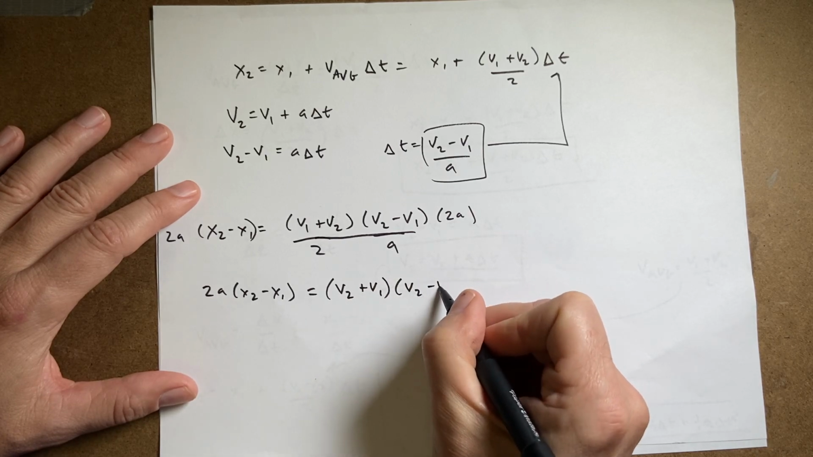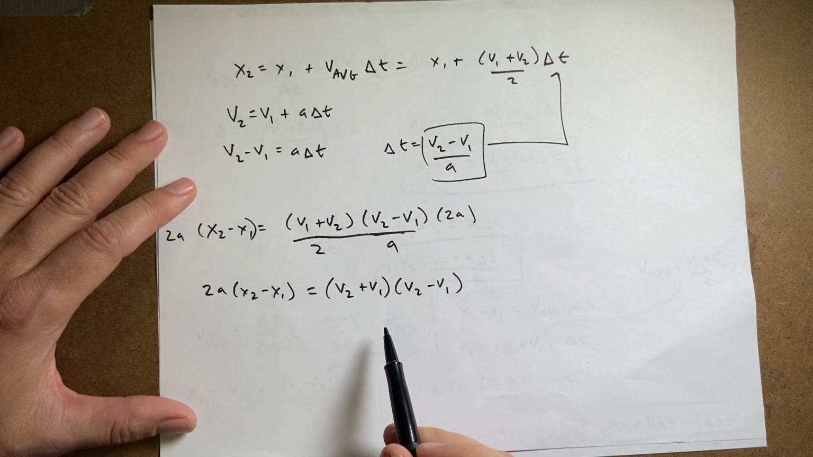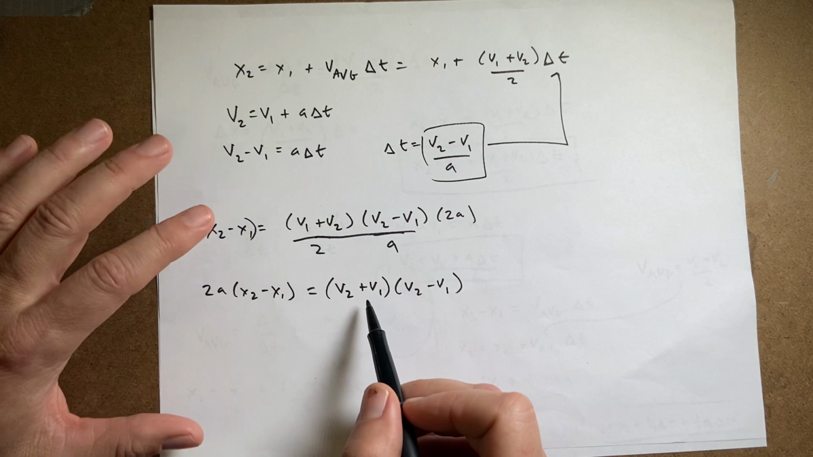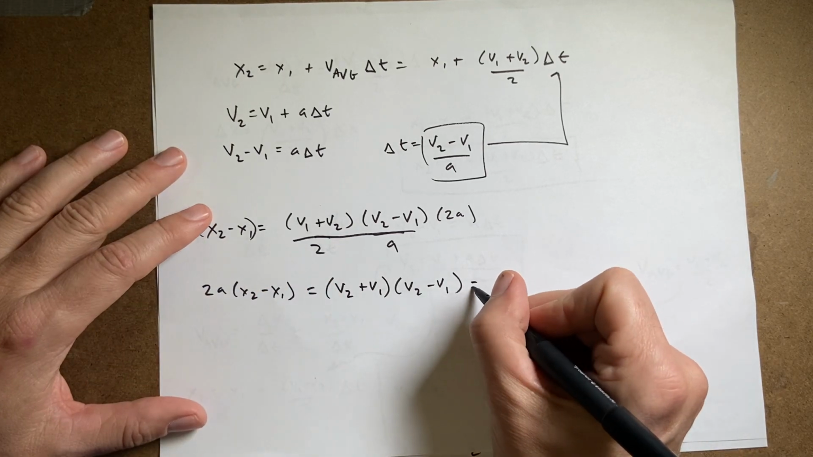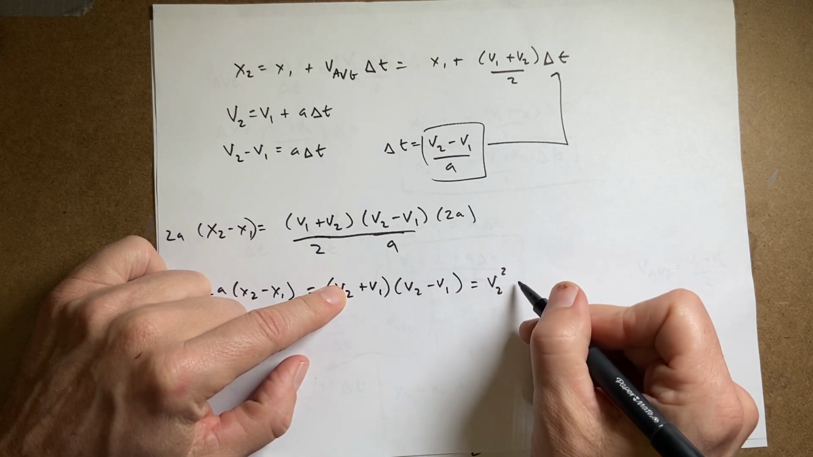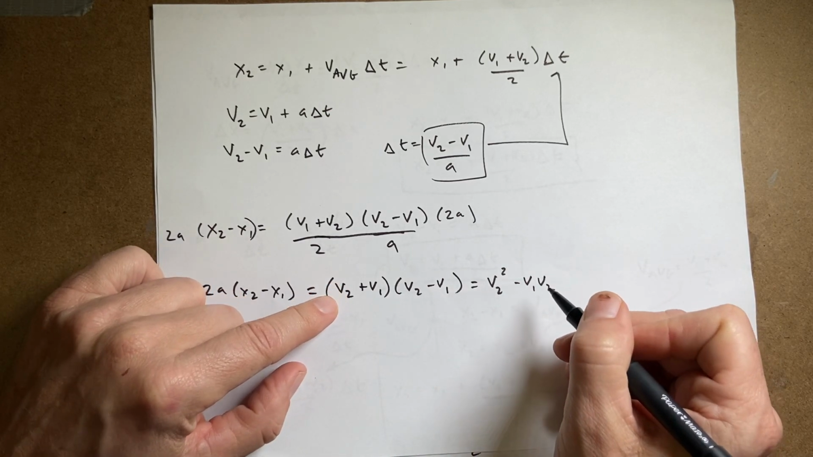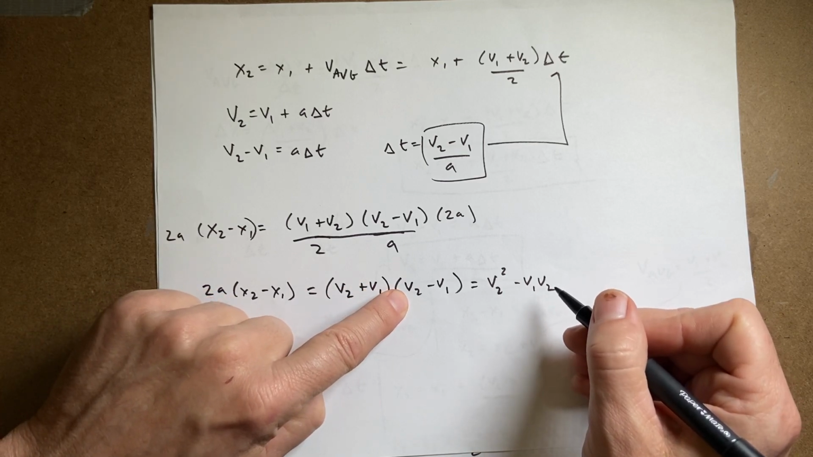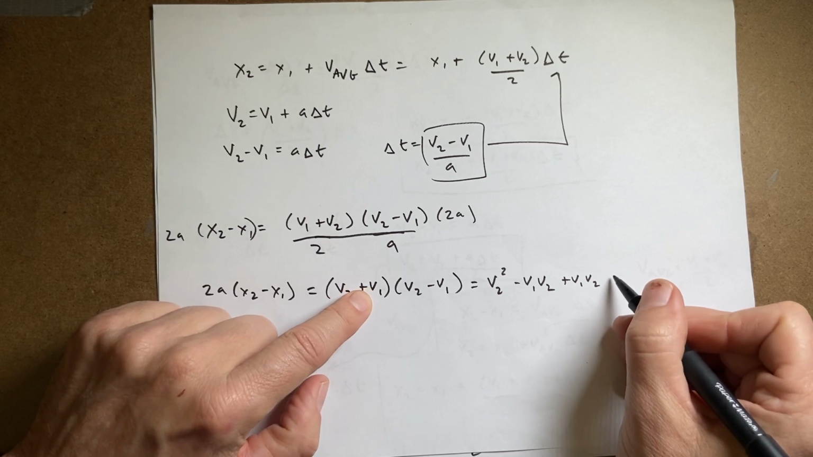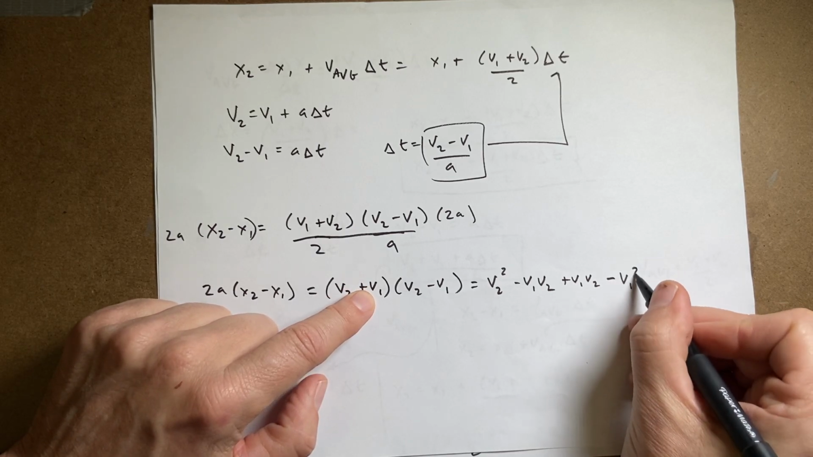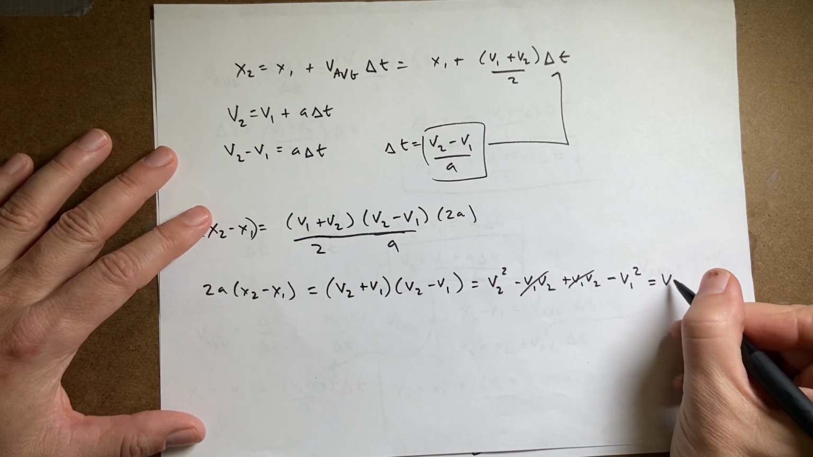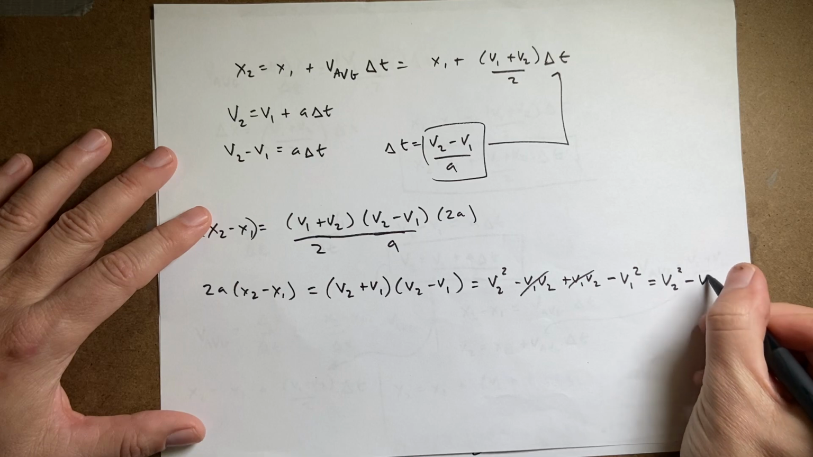times (v2 minus v1). Now I can FOIL this out, right? The first, inside, outside, last. So I have v2 times v2, which is v2 squared. Now I have v2 times negative v1, which is negative v1 v2. Then I have v1 times v2, which is plus v1 v2. And then I have v1 times negative v1, which is negative v1 squared. And these two interior terms cancel. So this is v2 squared minus v1 squared.